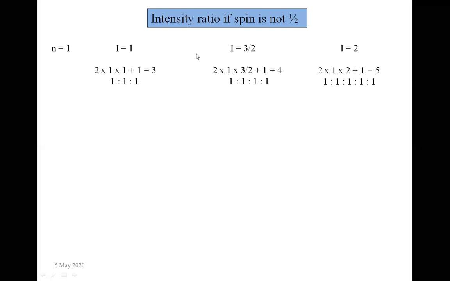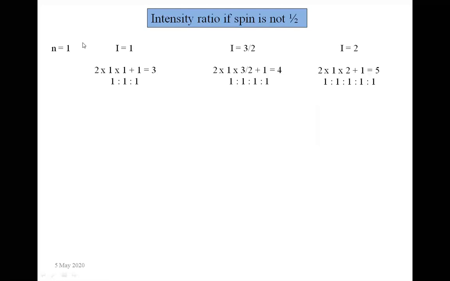So remember that if n is equal to 1, doesn't matter कि spin कोई सी भी है, then intensity will be equal, 1 is to 1 is to 1 and so on. If we are getting 9 lines, then the intensity will be 1 is to 1 is to 1 is to 1 is to 1 is to 1 is to 1. So if spin is 1, then 1 is to 1 is to 1. Spin is 3 by 2, 1 is to 1 is to 1 is to 1.